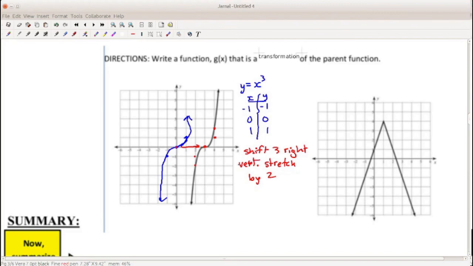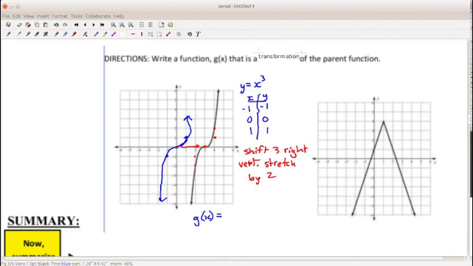Vertical stretch by 2. So I've got these two things going on, and I think that would be enough to get me straight to this new function. So if I want to write this as an equation using my parent function, I've got g of x is equal to, okay, shifting right, that's going to be horizontal, that's going to be inside, and vertical stretch, that's going to be outside.